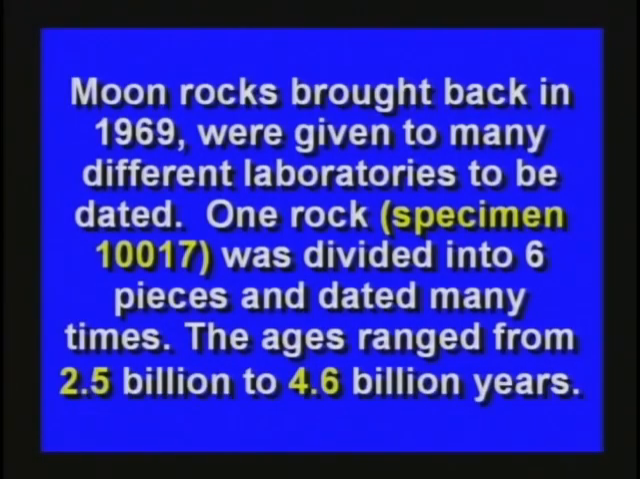James Dawson was one of the guys working on dating the moon rocks. They brought back moon rocks, gave them to his laboratory, and said, how old is the moon rock? He took specimen number 10017, divided it into 6 pieces, and tested it many, many times. How old is it? They got numbers ranging from 2.5 billion to 4.6 billion. That's a 500% error, or 100% error.